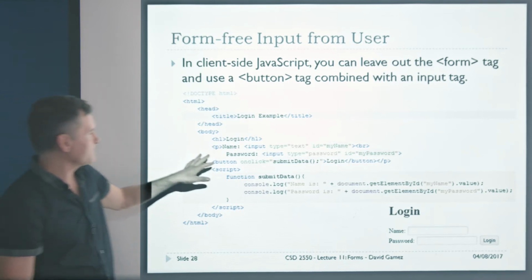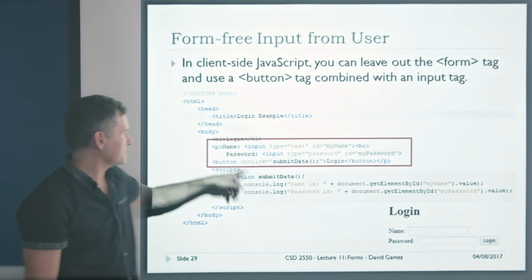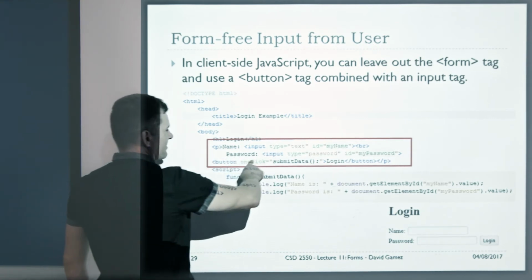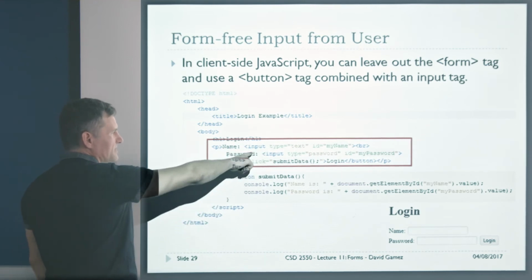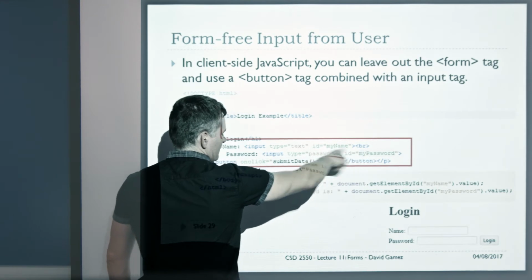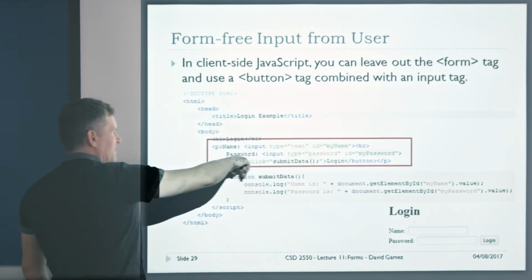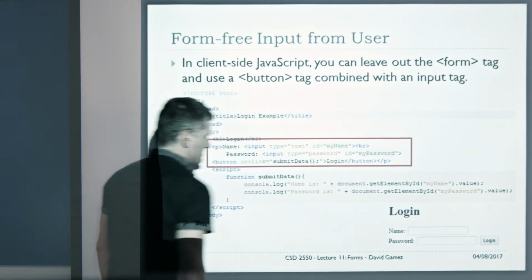So here we've got header, login, and here we have a paragraph. Inside the paragraph, we can use the input elements outside of a form. We can just use them by themselves. So here we have the input element type text, and we're giving it an ID, my name, and password, input type password, and we're giving it an ID, password.